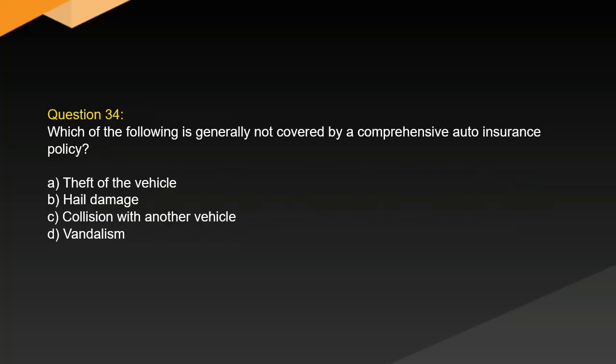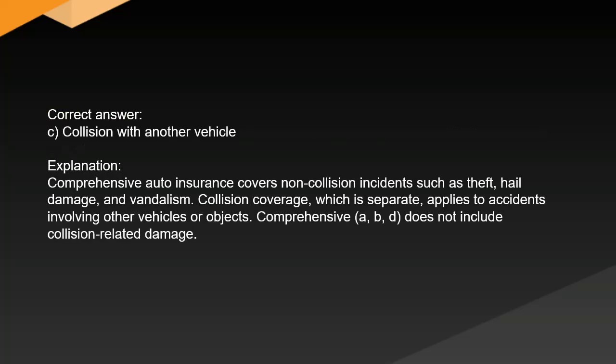Question 34. Which of the following is generally not covered by a comprehensive auto insurance policy? A. Theft of the vehicle. B. Hail damage. C. Collision with another vehicle. D. Vandalism. Correct answer: C, Collision with another vehicle. Explanation: Comprehensive auto insurance covers non-collision incidents such as theft, hail damage, and vandalism. Collision coverage, which is separate, applies to accidents involving other vehicles or objects. Comprehensive (A, B, D) does not include collision-related damage.